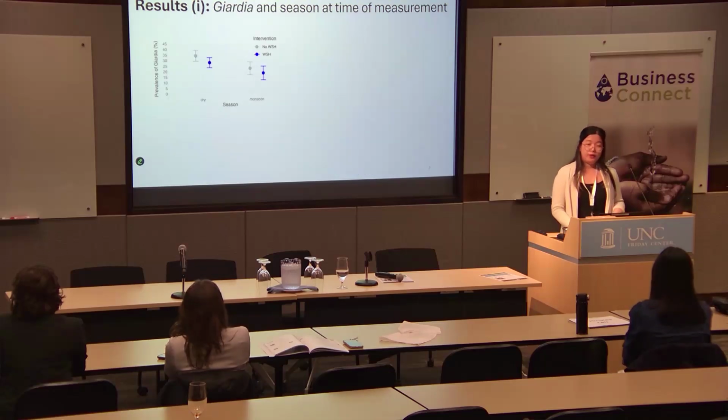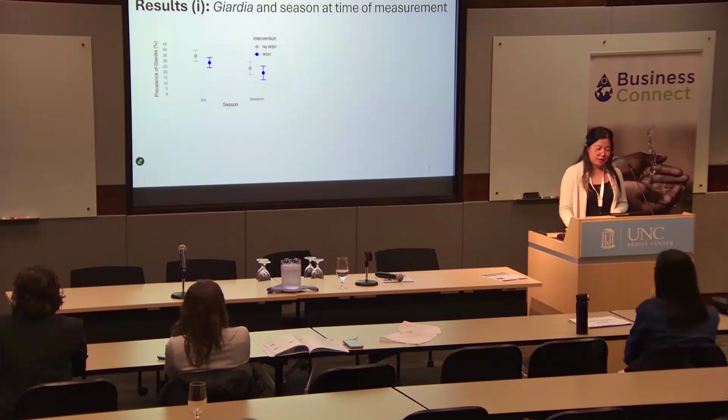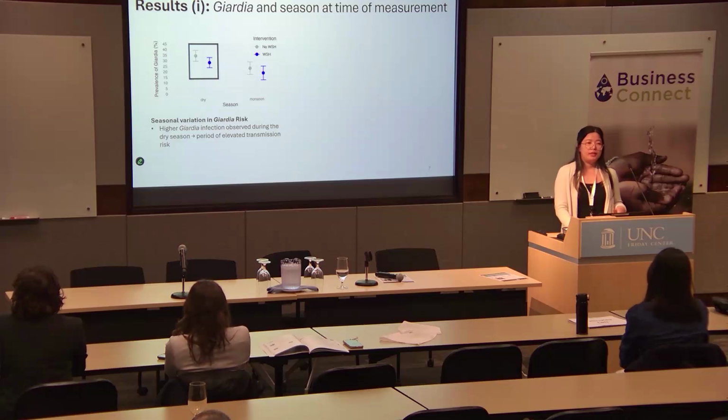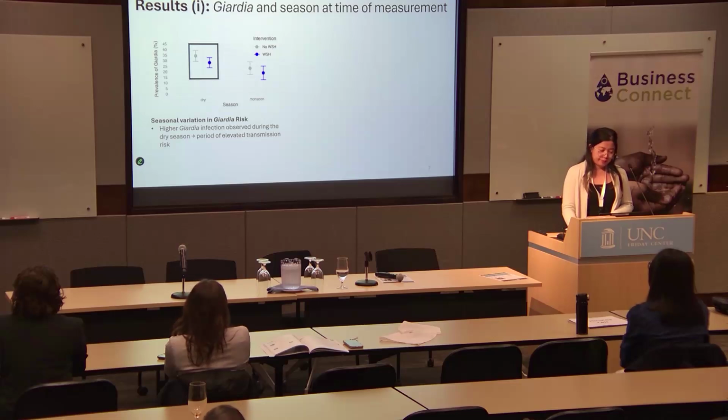This figure shows the Giardia prevalence between WaSH and no WaSH during the dry and monsoon seasons. We observed higher Giardia prevalence for both WaSH, as depicted by the blue error bars, and no WaSH groups, the gray error bar, during the dry season, which we see here as the period of elevated transmission risk.